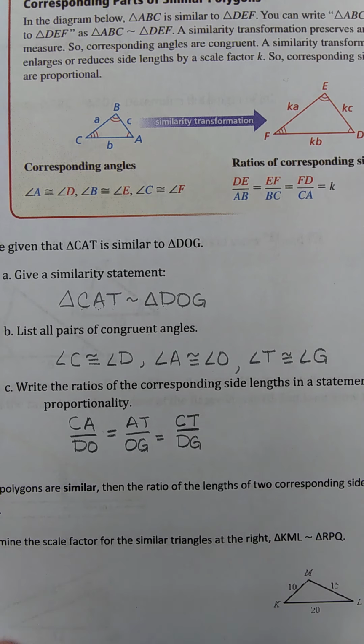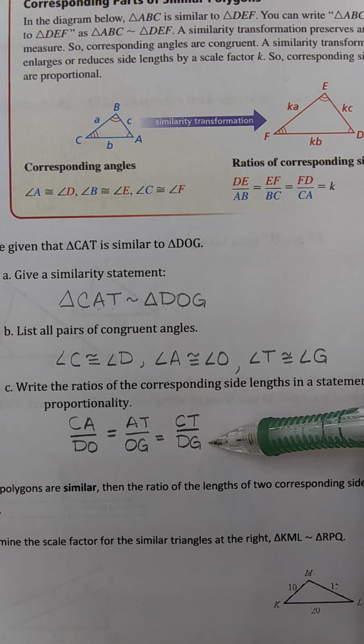Now we don't know what these all equal. Whatever it is would be a scale factor, but I do want you to make sure to notice I kept the same triangle on the top the whole time and the same triangle on the bottom. Every top of my fraction was from triangle CAT, and every bottom of my fraction was from triangle DOG.